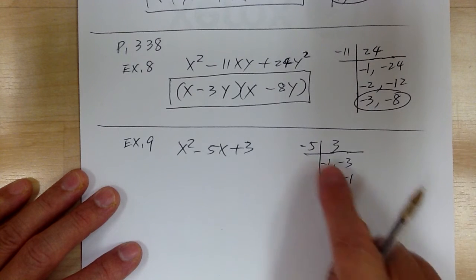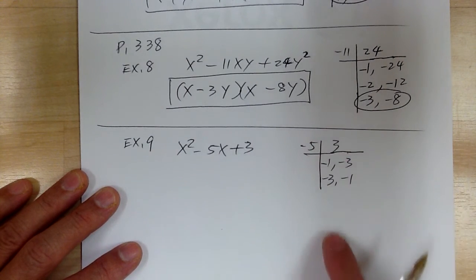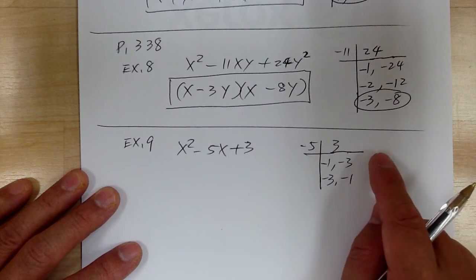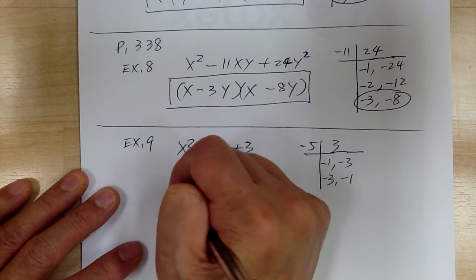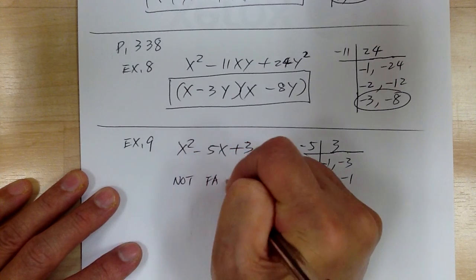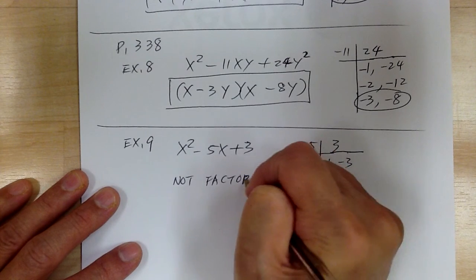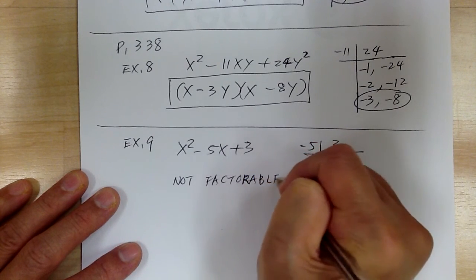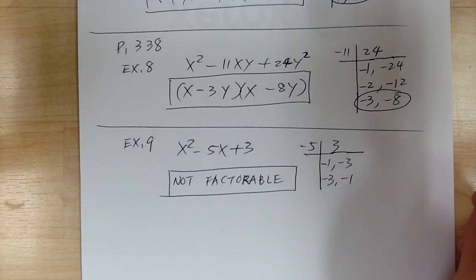But notice none of this match. Okay? Again, if you go through the entire list, and if none of them work, that means this is not factorable. So this is not factorable, and that's it.